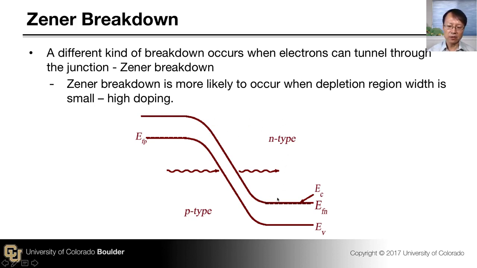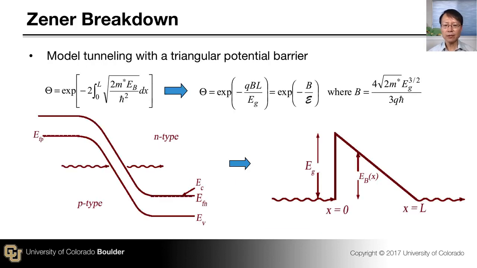So the band bending is very large, and some of these electrons in the valence band of the p-type side have a high enough energy to tunnel across the band gap junction and show up in the conduction band of the n-type side. When this tunneling probability becomes substantial, then you have a Zener breakdown. So the tunneling probability can be calculated by using some standard techniques in quantum mechanics. So to simplify problems, typically you model this slanted energy band diagram with a triangular energy barrier.